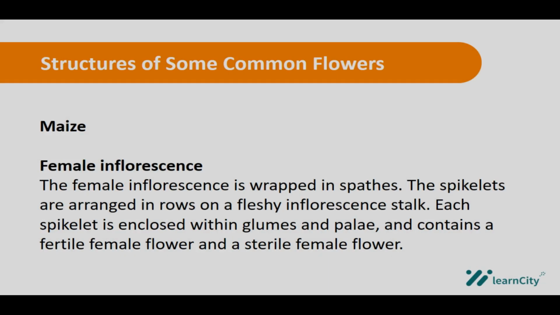Now let's talk about the female inflorescence of the maize plant. The female inflorescence is wrapped in spathes. The spikelets of the female plant are arranged in rows on a fleshy inflorescence stalk. Each spikelet is enclosed within glumes and palea, like the male inflorescence, and contains a fertile female flower and a sterile female flower.